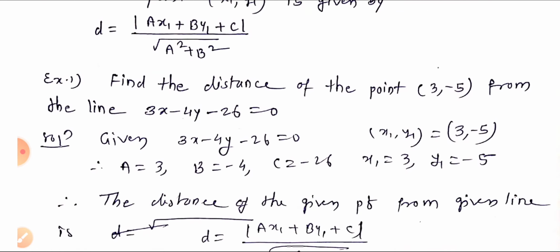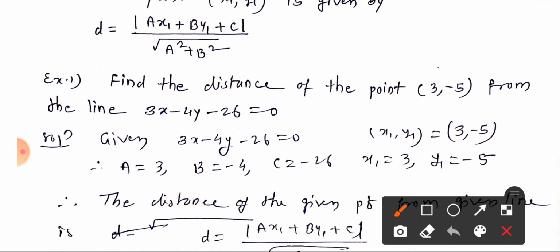Find the distance of the point 3 comma minus 5 from the line 3x minus 4y minus 26 equal to 0. So here the given line is 3x minus 4y minus 26 equal to 0, and the point we have to take is x1 comma y1, that is 3 comma minus 5. So here in this line a is equal to 3, b equal to minus 4, c equal to minus 26. So x1 equal to 3 and y1 is equal to minus 5.